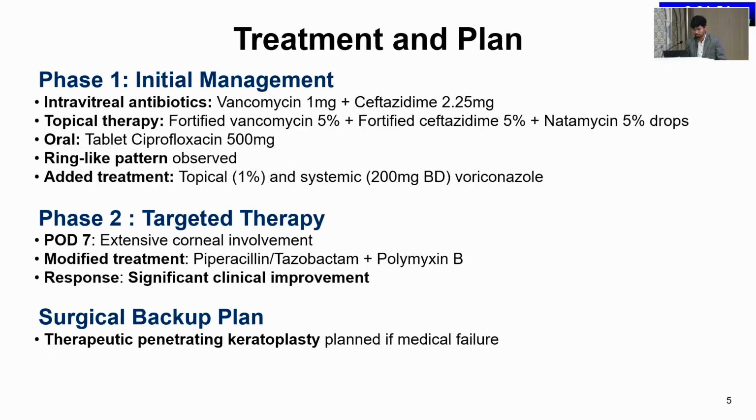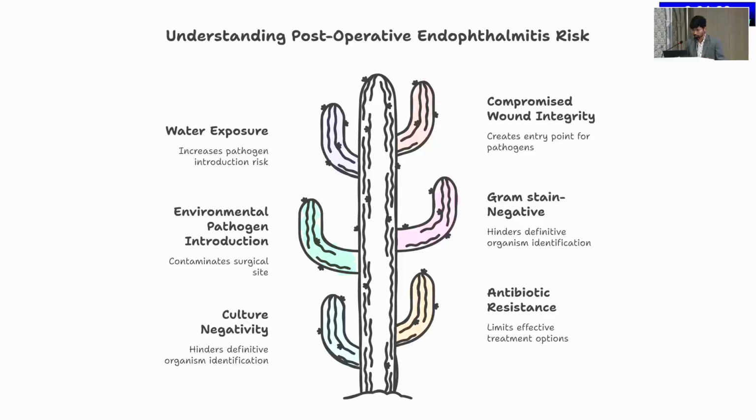Initially, we gave him intravitreal vancomycin and ceftazidime, along with topical therapy of fortified vancomycin, ceftazidime, and natamycin, along with oral ciprofloxacin. Because of the ring-like pattern observed, topical and systemic fungal cover was given with voriconazole. On day 7, there was extensive corneal involvement, so we modified the treatment and started him on piperacillin, tazobactam plus polymyxin B, and a significant clinical improvement was noted. A surgical backup plan was therapeutic penetrating keratoplasty if there was medical failure.